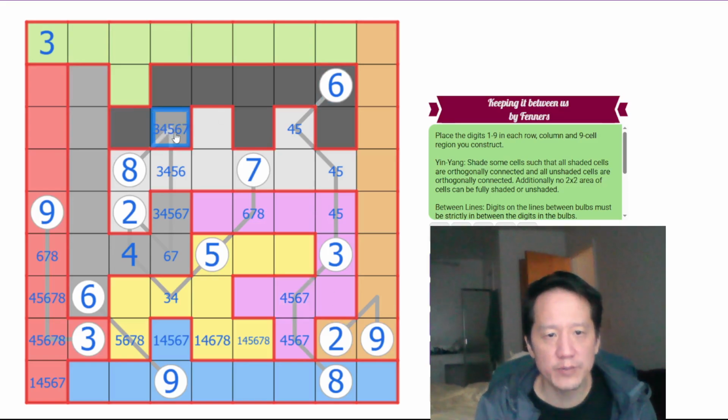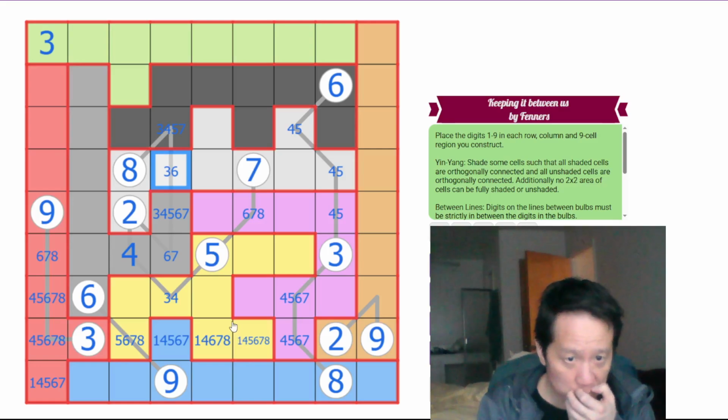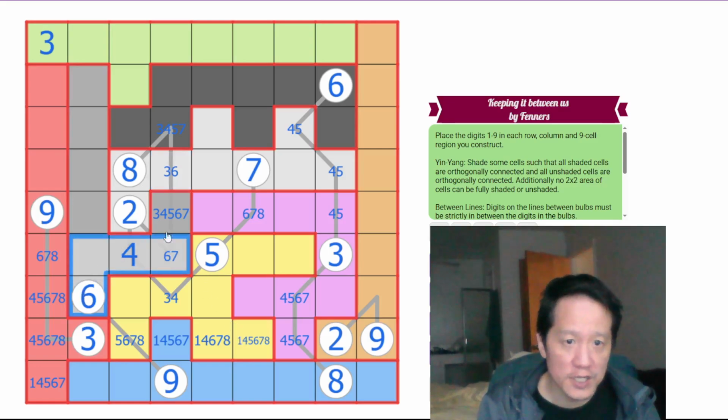This 6 cannot be a 6 here. We have a 4, 5, 4, 5 pair in this region. Okay, let's delineate the boundaries more. So the 4 and 5 cannot be in the rest of that region. So this is 3 or 6. This region cannot contain a 6. So therefore this can't be 6.